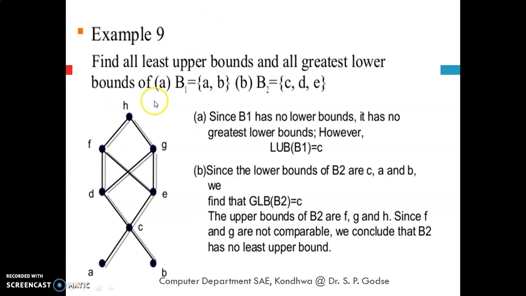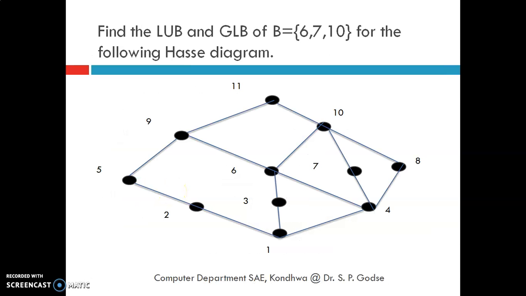Now you try to solve this. Find all least upper bounds and all greatest lower bounds of A on this Hasse diagram. Use the subsets of this coset. First subset is B1 is equal to A comma B, and B2 is equal to C, D and E. You try to find out this.